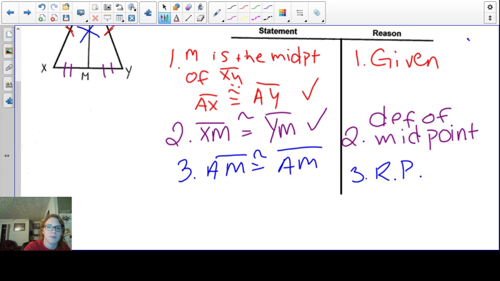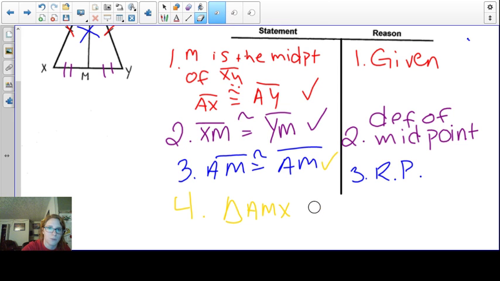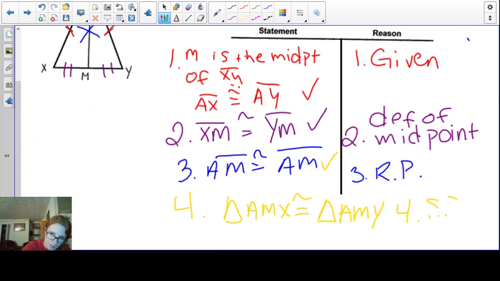And then number 4, did I show everything? Do I have all 3 sides? Yes, I do. So step 4, triangle AMX is congruent to triangle AMY, side, side, side. I cannot write S's today.